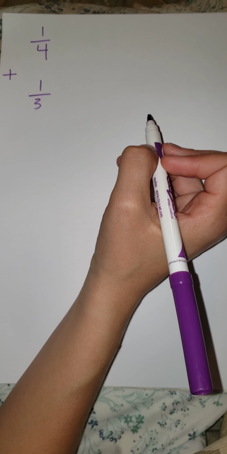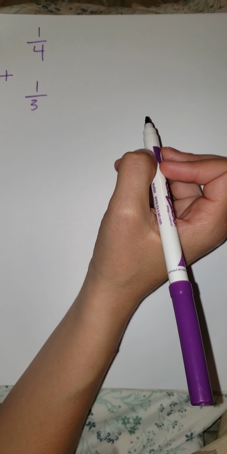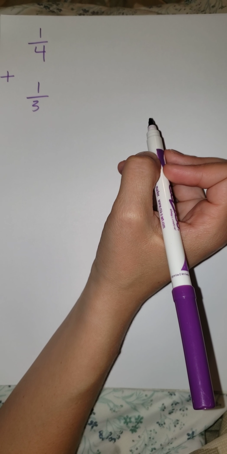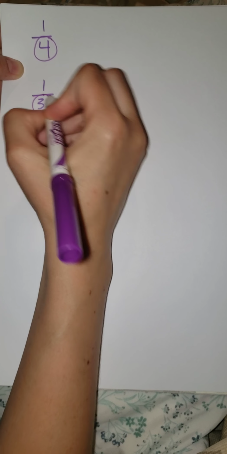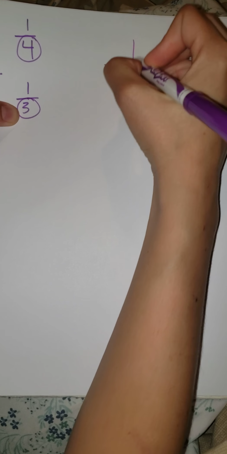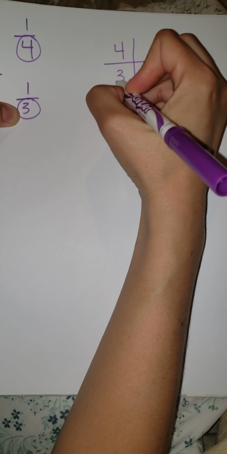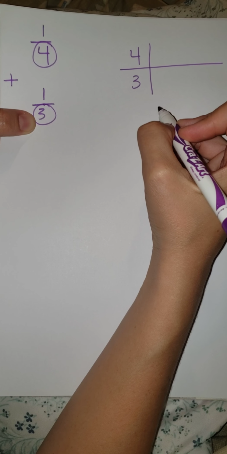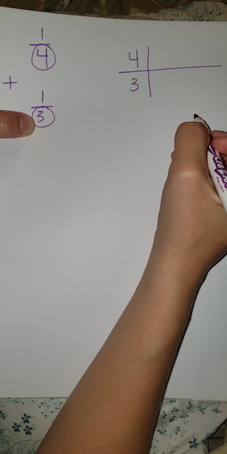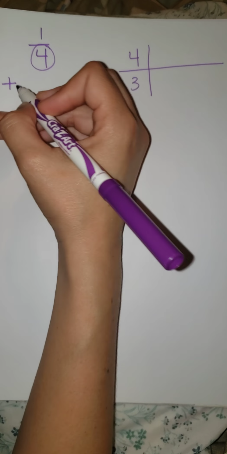What's my rule? If I'm adding or subtracting or comparing fractions, my denominators need to be the same. So I'm going to circle my denominators, 4 and 3. Off to this side, I'm going to write 4 and 3. I know I need to skip count to find a common denominator because my denominators need to be the same since I'm adding. So I'm going to skip count. 4, 8, 12. I'm going to stop.